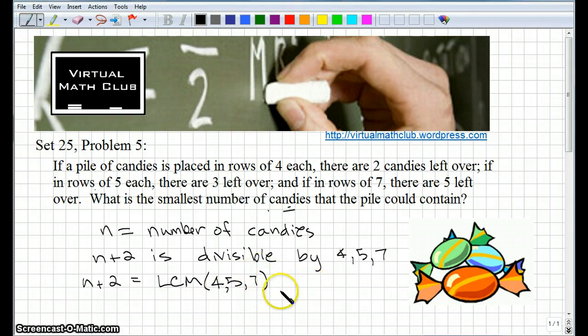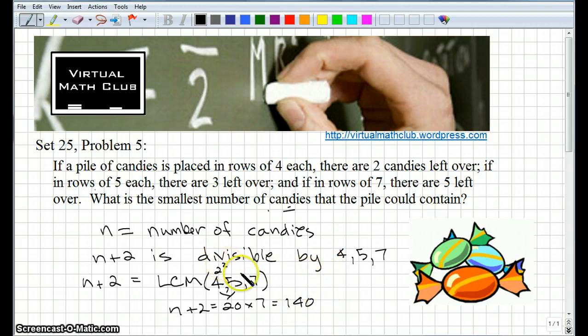So what's the least common multiple of 4, 5, and 7? Well, there are no common factors, because 4 is 2 squared, and 5 is a prime and 7 is a prime. So all we need to do is multiply these together, right? So 4 times 5 gives you 20, and times 7 is equal to 140. So that tells us that n plus 2 is equal to 140.